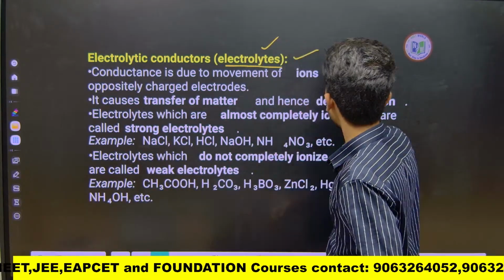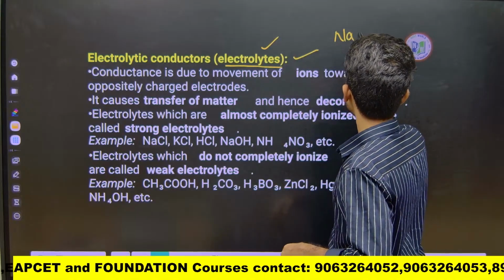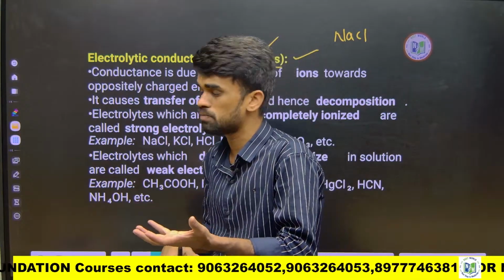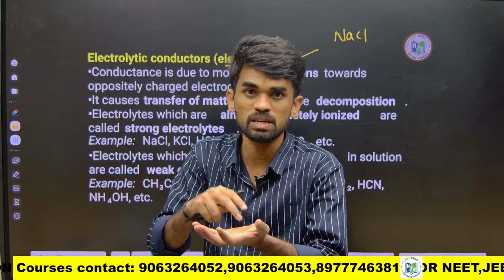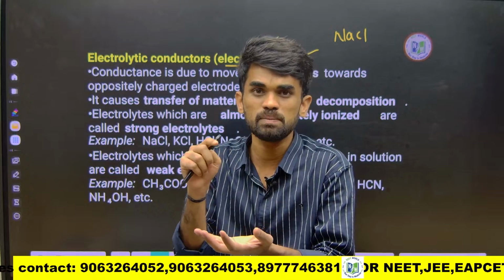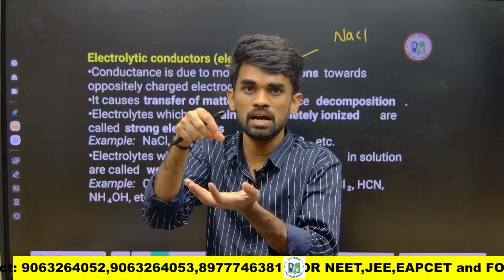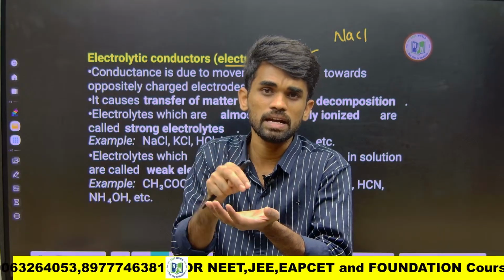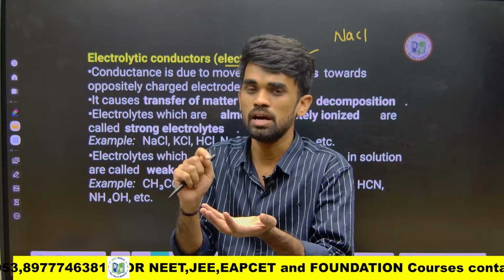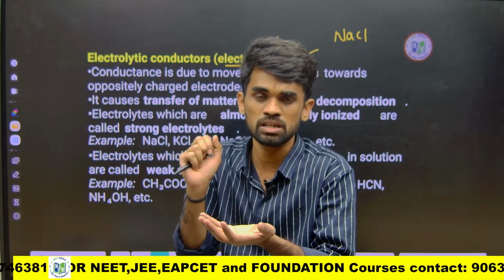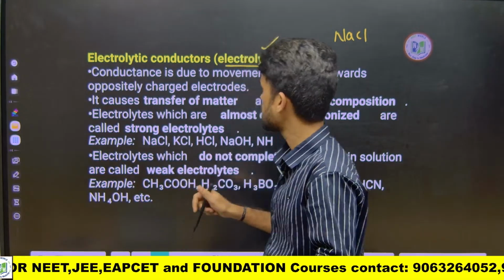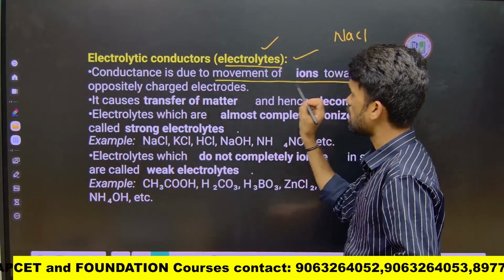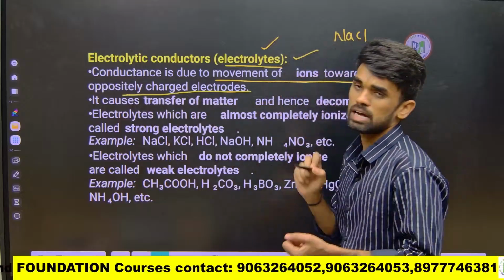For example, I am taking NaCl solution. In the aqueous medium, what do we have? In the water we have Na+ and Cl- ions. Due to the mobility, the free movement of these ions, the electricity flows through it; these ions carry the electricity through that particular solution. The conductance is due to movement of ions to oppositely charged electrodes, right?